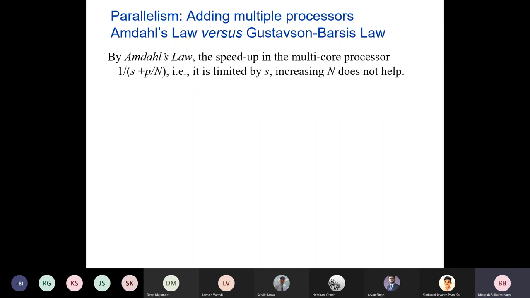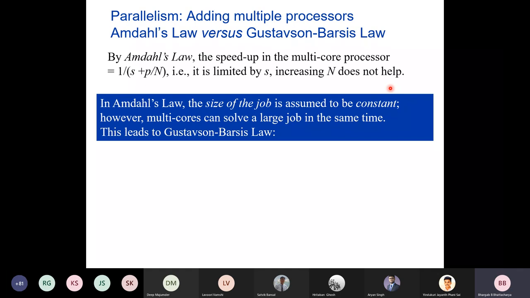Okay, so by Amdahl's law, it is limited by the serial component. Therefore, increasing the number of processors doesn't help too much. However, there is an assumption here in Amdahl's law, which we have not stated yet. The assumption is that the size of the job is constant in both cases, for the serial machine as well as for the parallel machine.